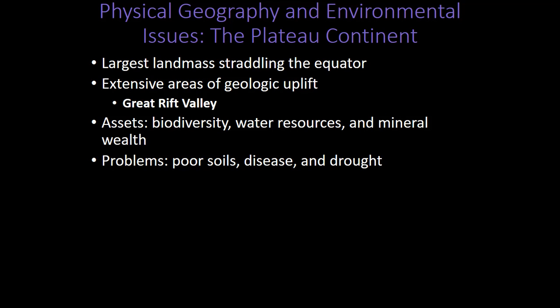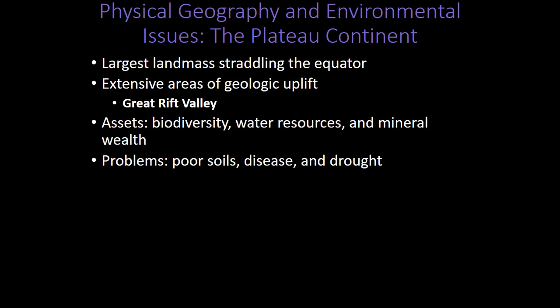This is the largest landmass straddling the equator. We have huge, extensive areas of geologic uplift, especially the Great Rift Valley. I'm not going to go into this too much because your book goes into quite a bit more. There's great amounts of biodiversity. Contrary to what most people believe, there's also a lot of water resources. They just might not be where you need them, and they're also seasonally distributed. And this is a very wealthy region in respects of minerals.